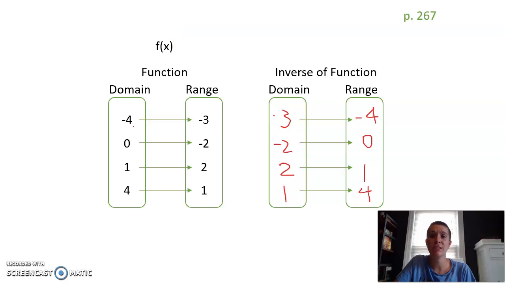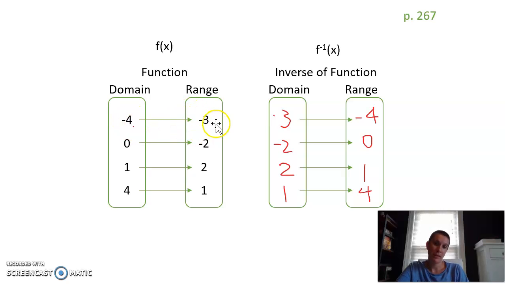Now, the notation for a function is, of course, f of x. The notation for the inverse function is this. Now, this is a little bit confusing. I know it looks like f of x raised to the -first power. However, this is simply how we notate the inverse of a function. So do not try to raise your power to -1.